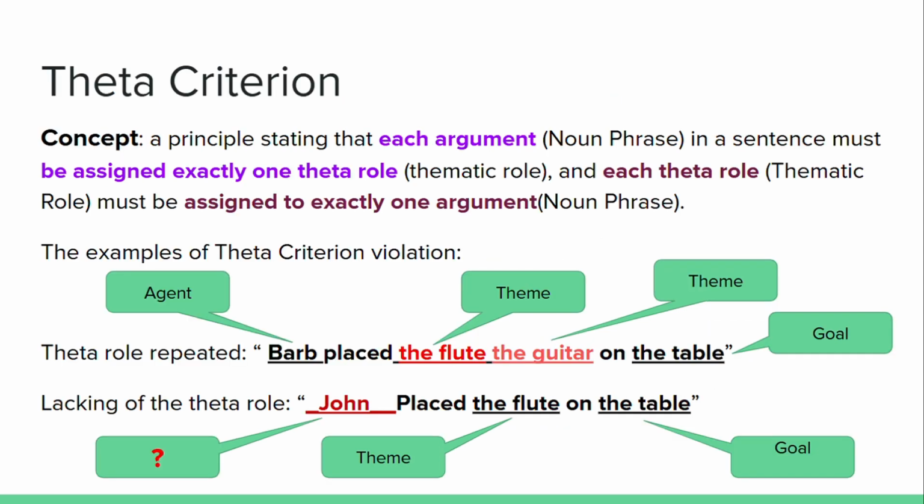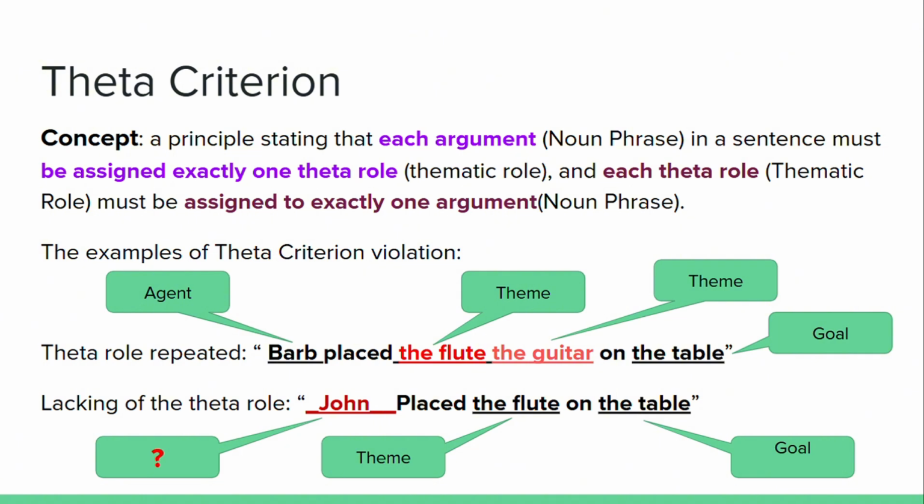Let's look at the Theta Criterion. The Theta Criterion is a principle stating that each argument, that is, noun phrase, in a sentence must be assigned exactly one theta role or semantic role, and each theta role or semantic role must be assigned to exactly one argument, that is, noun phrase.